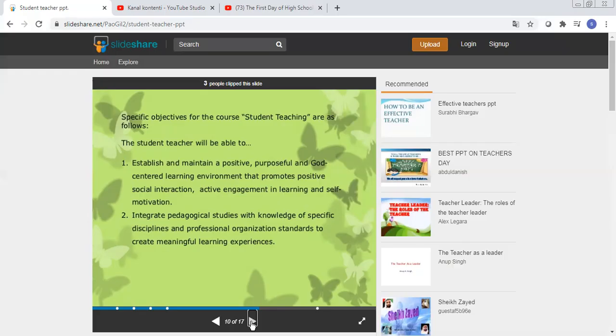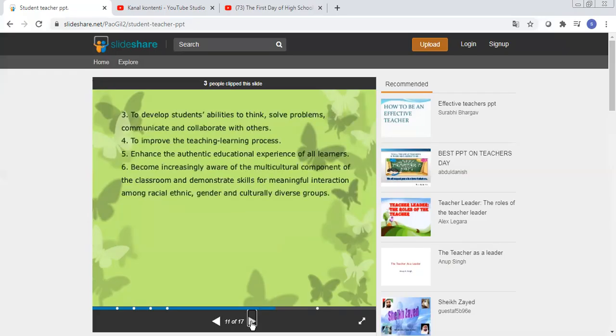Integrate pedagogical studies with knowledge of specific disciplines and professional organization standards to create meaningful learning experiences. Develop students' abilities to think, solve problems, communicate, and collaborate with others. Improve the teaching and learning process. Enhance authentic educational experience of all the learners. Become increasingly aware of the multicultural component of the classroom and demonstrate skills for meaningful interaction among racial, ethnic, gender, and culturally diverse groups.